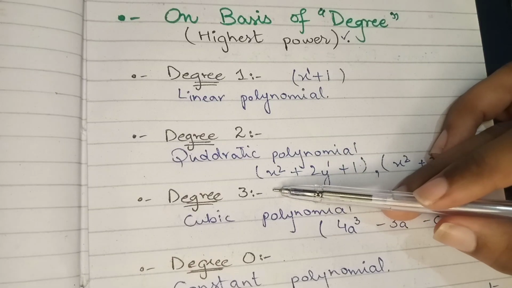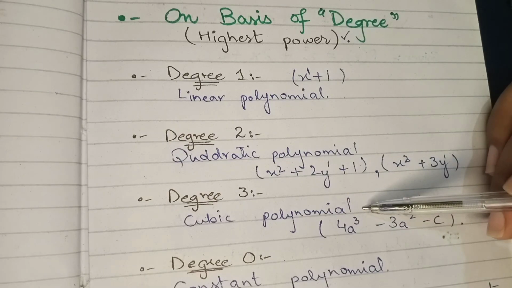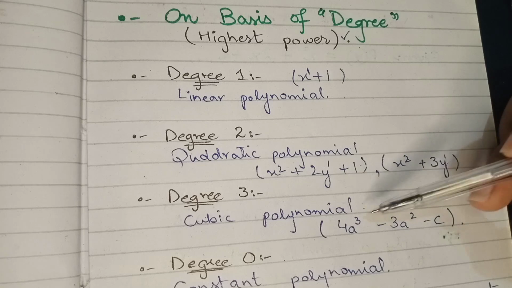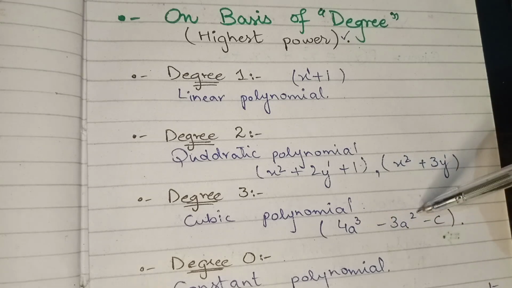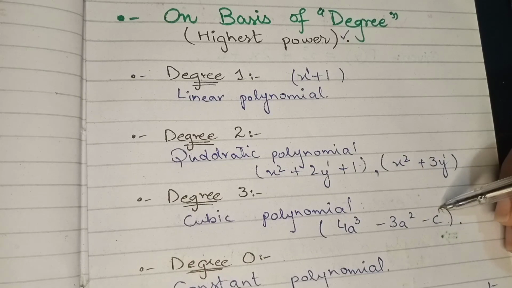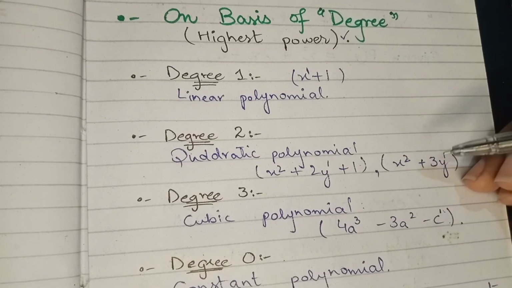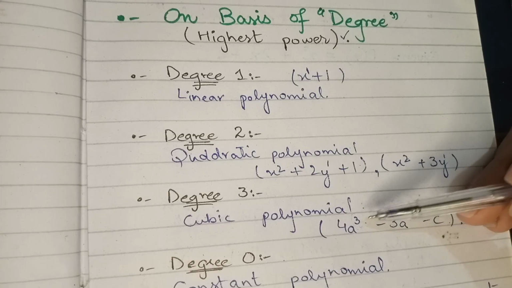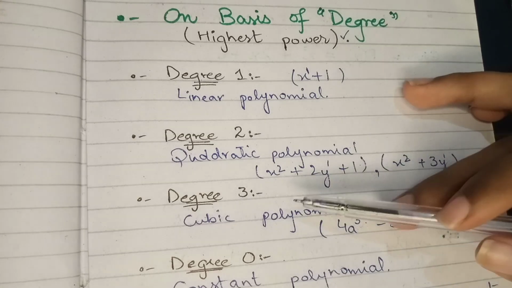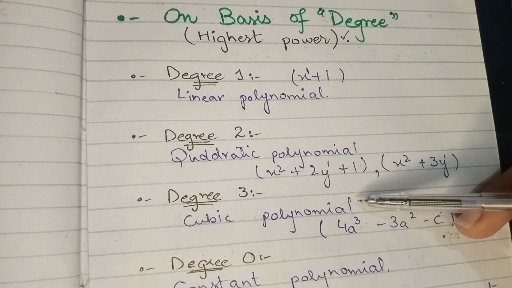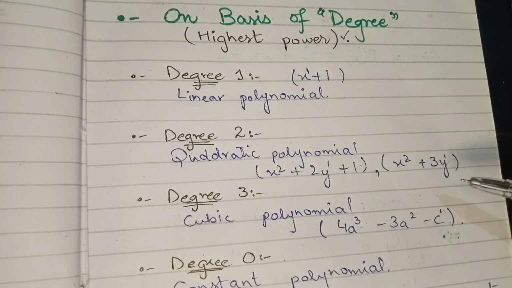When we talk about degree 3, it is called a cubic polynomial. What is it called? Repeat with me. Cubic polynomial. The example is 4a cubed minus 3a squared minus c. So here 3, 2 and 1 powers are present, but we look at the highest power. So 3 is the degree of the polynomial here, and it is called a cubic polynomial. Whenever you need to identify the degree of a polynomial, you say that this is a cubic polynomial.